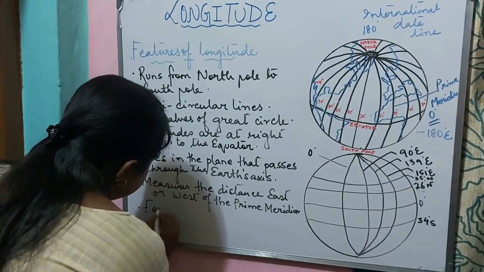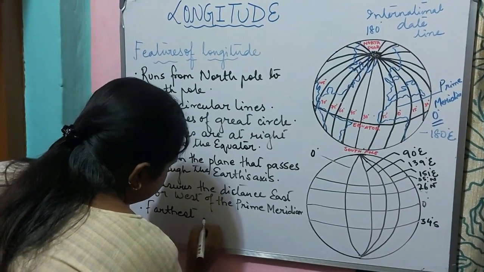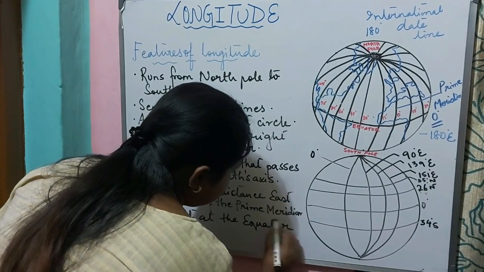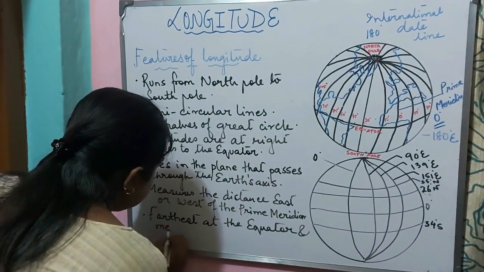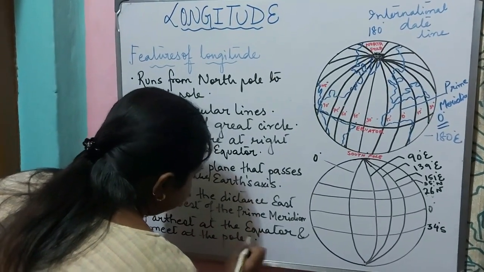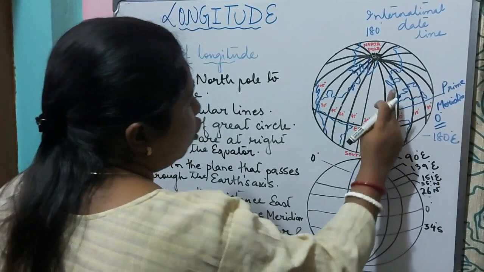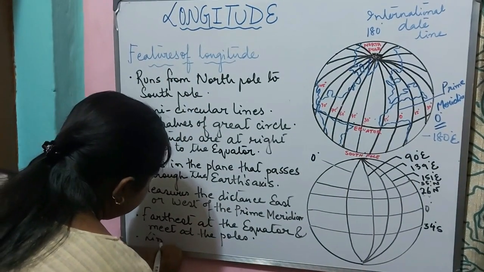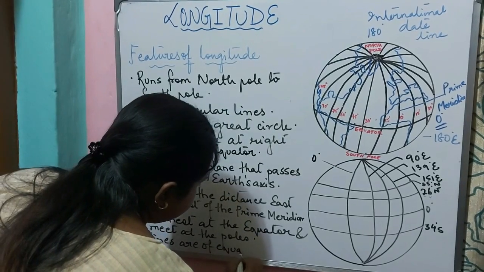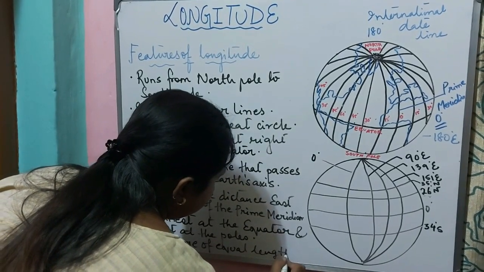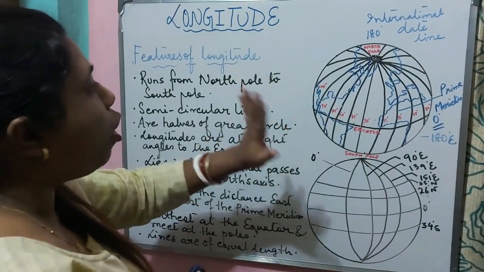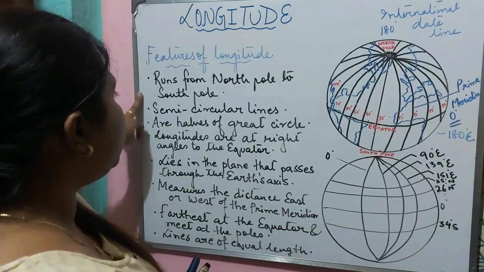So farthest at the equator and meet at the poles. The lines are of equal length. So what we understood about longitudes is that it runs from North Pole to South Pole.